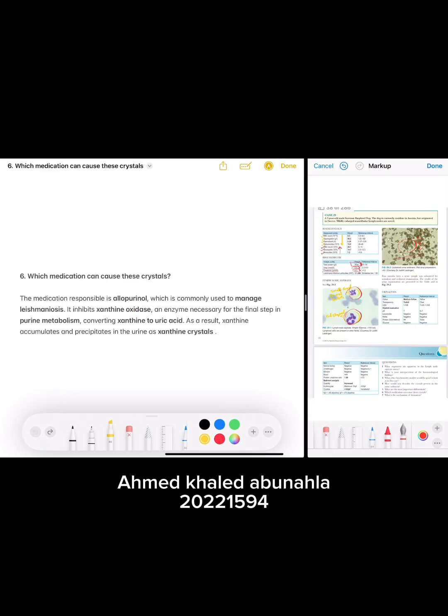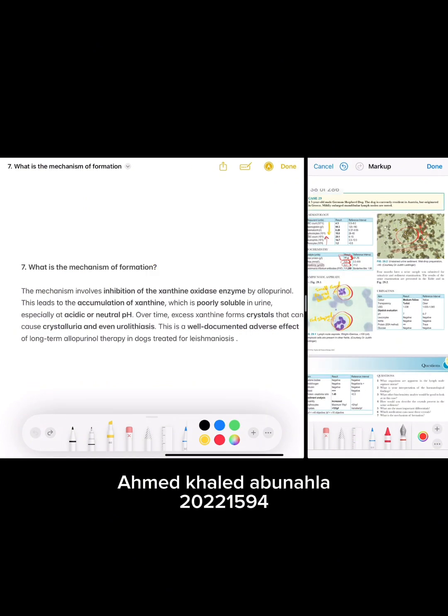Question number 6 is, which medication can cause these crystals? The medication responsible for these crystals, as we said before, is allopurinol, which is used to manage leishmaniasis disease. We are going to explain the mechanism of formation of these crystals in the next question, question number 7. Question number 7 is, what is the mechanism of formation of these crystals?